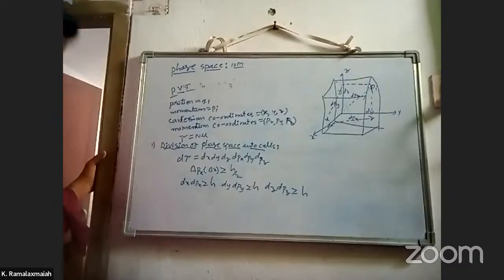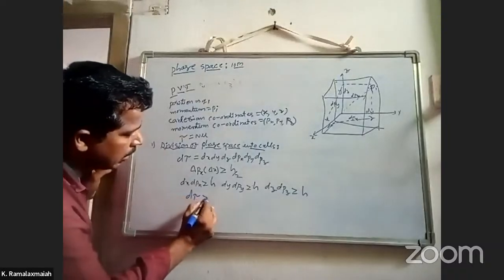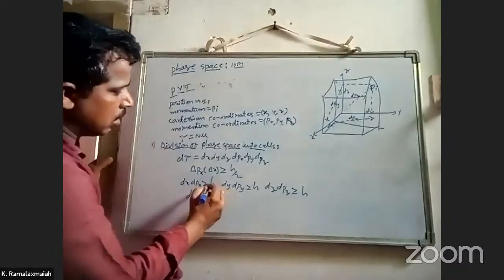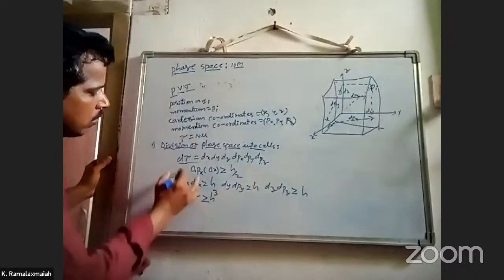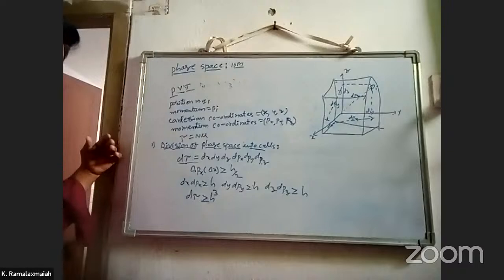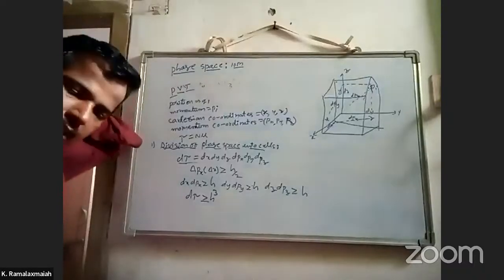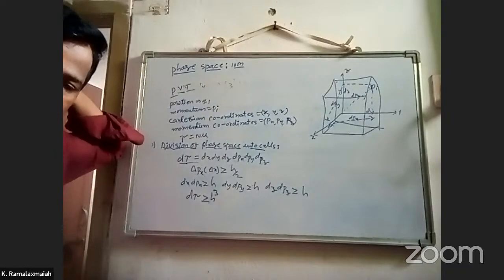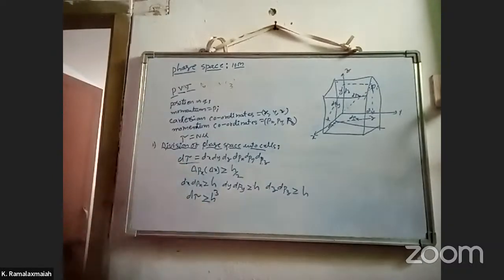So that is the formula. Multiplying them, the total d tau is greater than or equal to h cubed. That is the value. The phase space cell has a minimum value, which is of the order of h cubed.